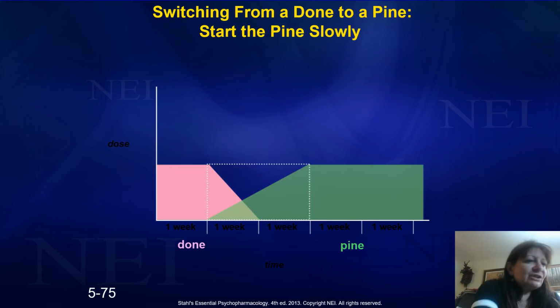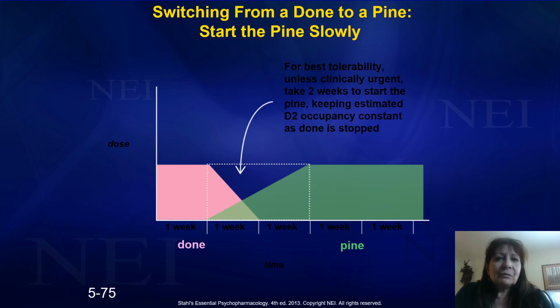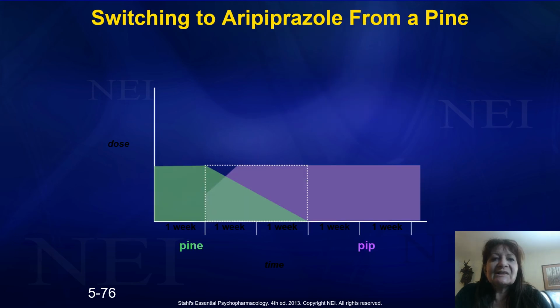If you're going to switch from a done to a pine, you will again titrate the pine over 2 weeks while you can get the person off the done over the course of 1 week. So in general, whether the person is coming off or going on to a pine, you're doing it over the course of 2 weeks, unless it's a pine directly to a pine. So from a done to a pine, you will start the pine slowly over 2 weeks.